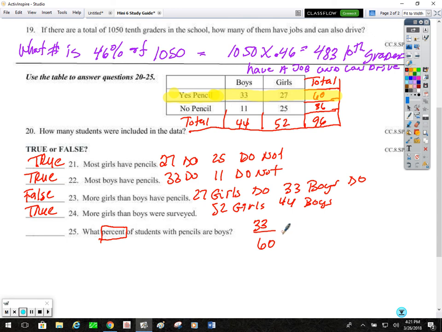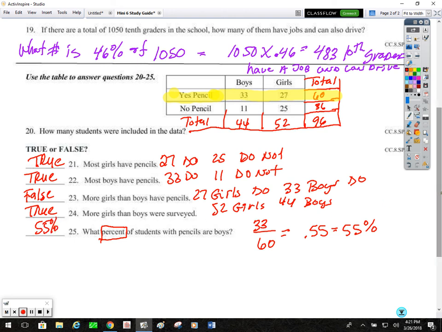Okay, and if I put that in my calculator, I should get 0.55, which, remember, if we can change it to a decimal or move our decimal 2 places to the right or multiply it by 100, we should get 55%. Okay, so 55% of the boys have pencils. Excuse me, rephrase that. 55% of the students that have pencils are boys. Okay, so this would be 55%.